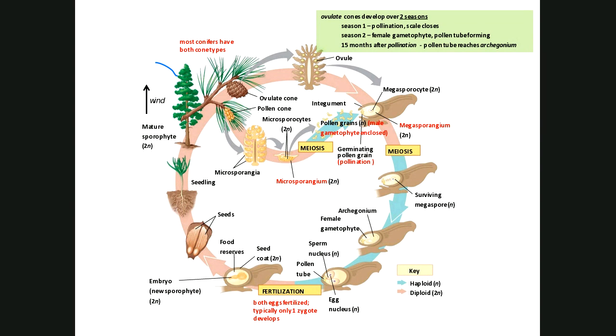Now let's jump back for a second to the pollen cone so we can bring them all together. The pollen cone is smaller. The microsporangia have microsporocytes, and microsporocytes undergo meiosis.